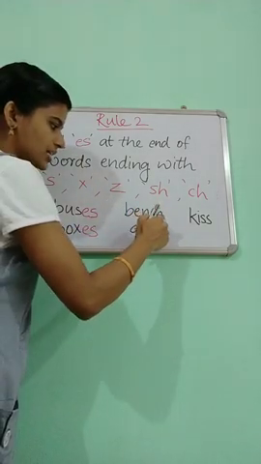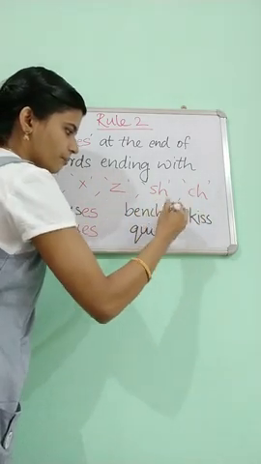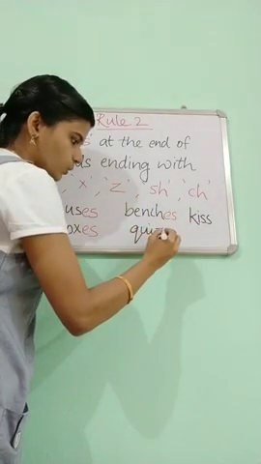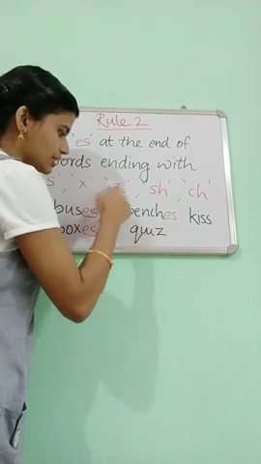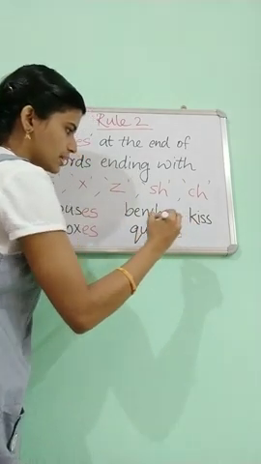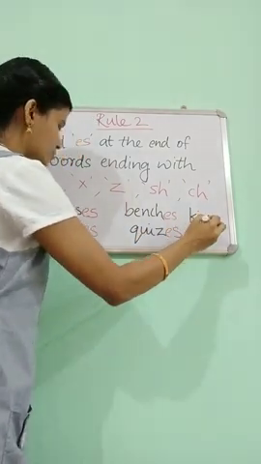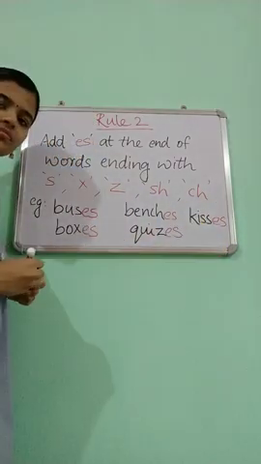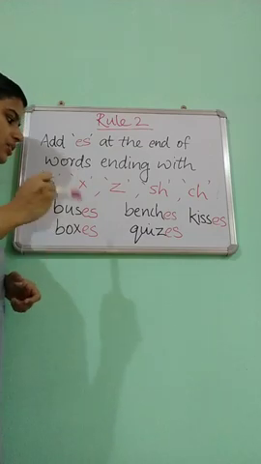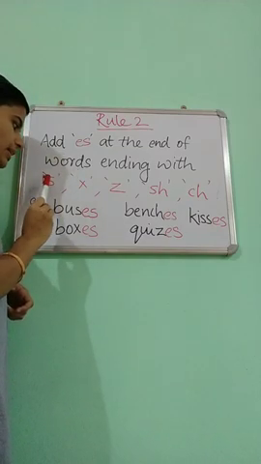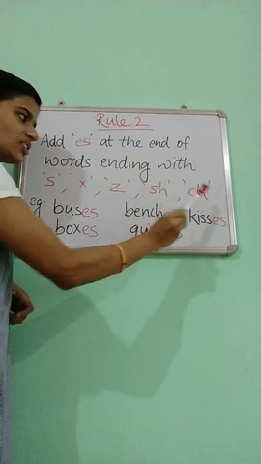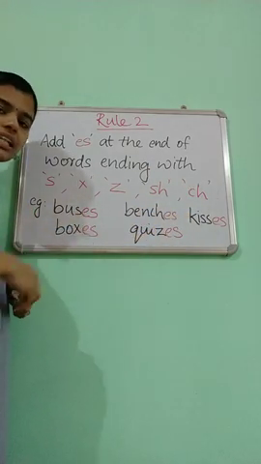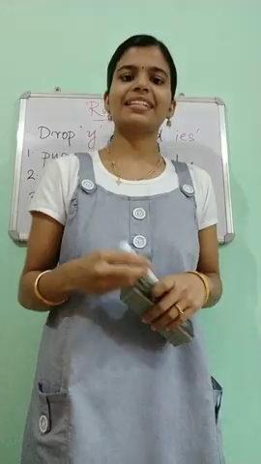Then bench. The last letters are CH. So, we can add ES to make it plural. Then quiz. Last letter is Z. Quizzes. Then kiss. Last letter is again S. Okay. So, in the case of words ending with S, X, Z, SH and CH, we can make it plural by adding ES at the end of these nouns.